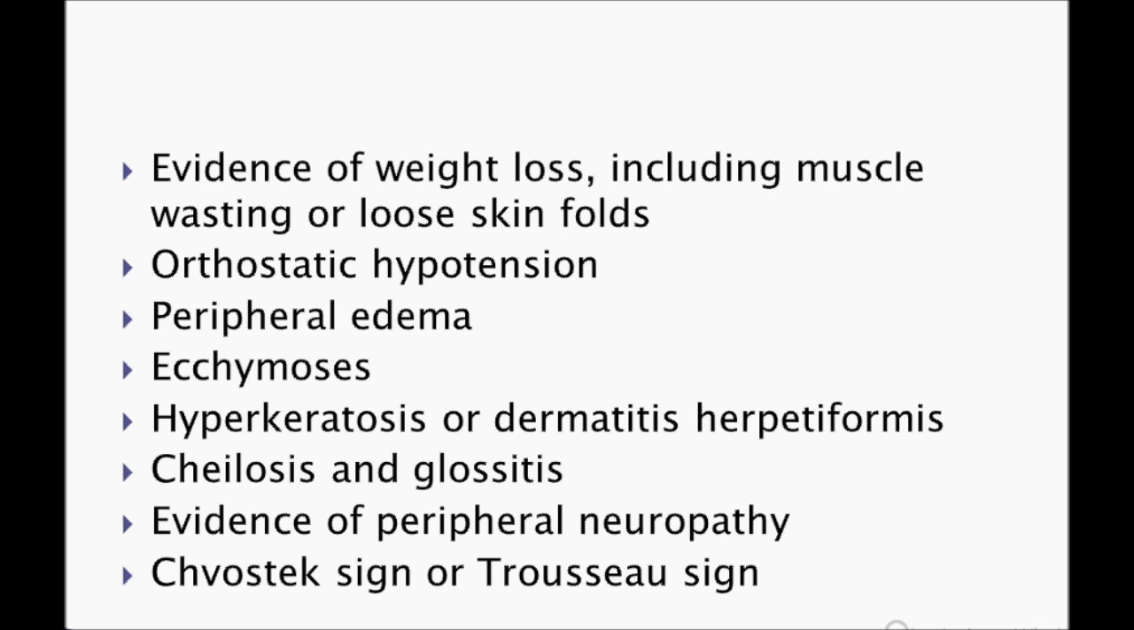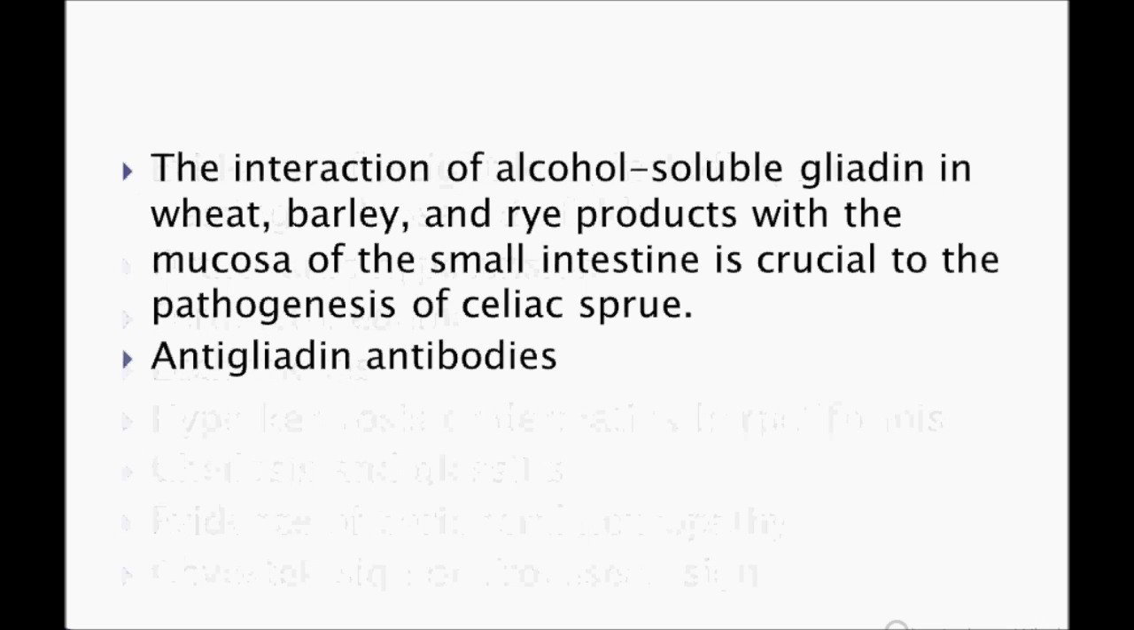Why? Remember about the calcium, that's very important. The interaction of the alcohol-soluble gliadin in wheat, barley and rye products with the mucosa of the small intestine is crucial to the pathogenesis of celiac sprue. Look here, the wheat, barley and rye are sensitive to patients with celiac disease, but not the corn. Remember, corn. Anti-gliadin antibodies can be seen.